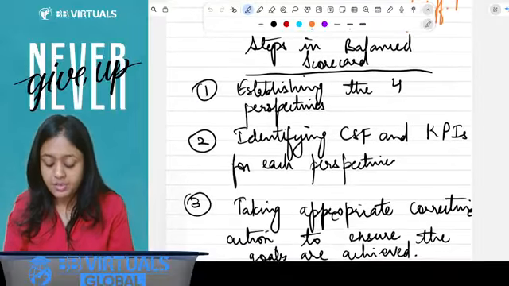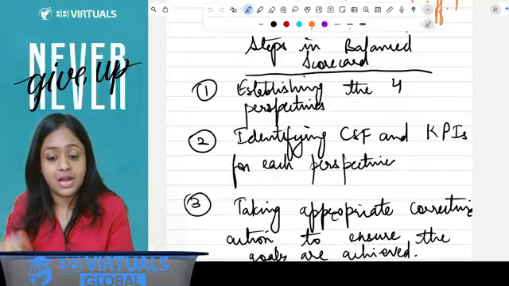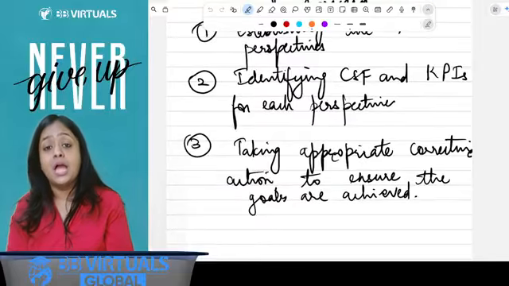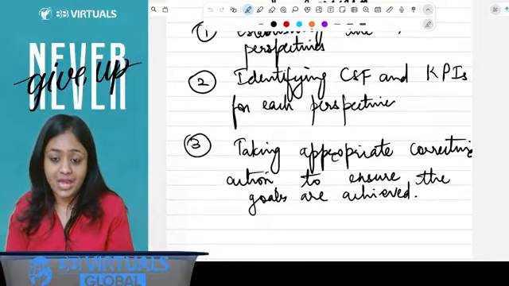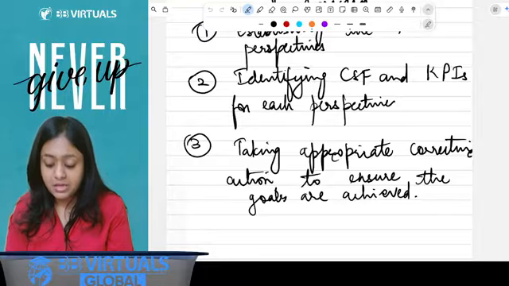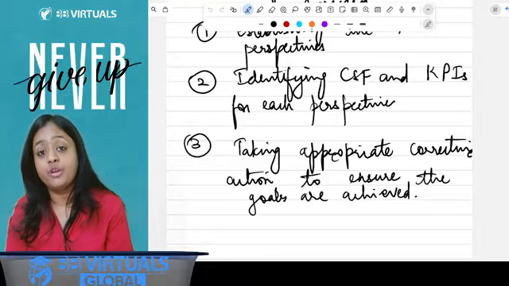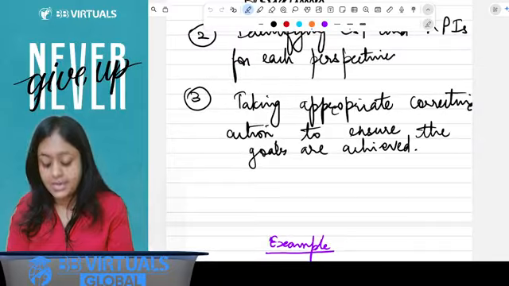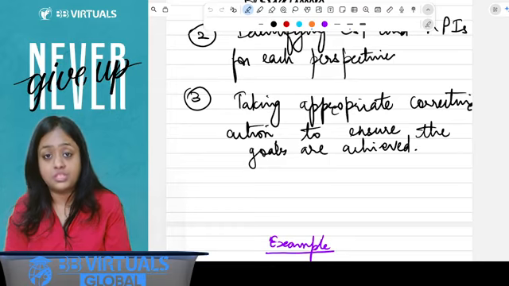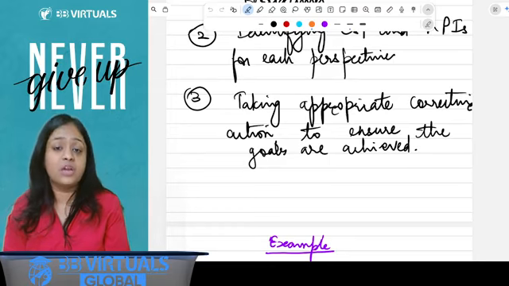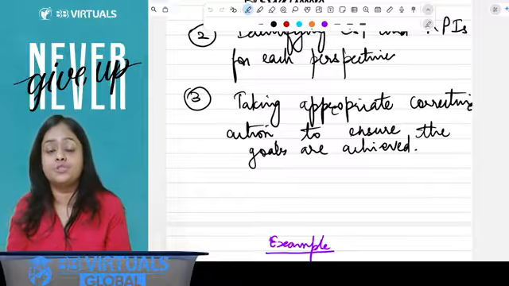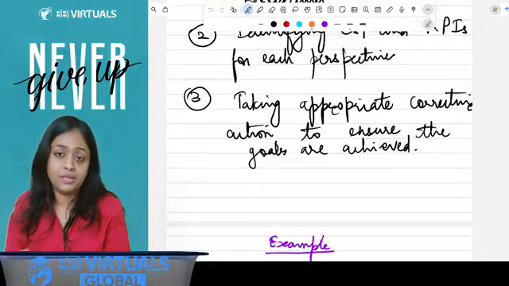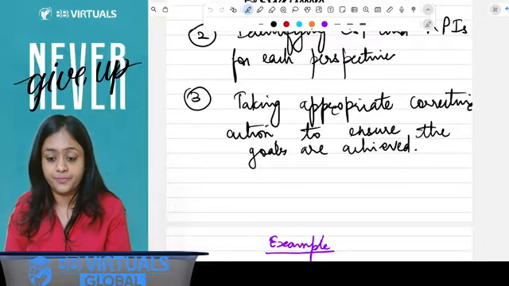Let's quickly have a look at the summary of the balanced scorecard. Step 1, establish the four perspectives. Step 2, identify the critical success factors and the key performance indicators for each perspective. Next is taking appropriate corrective action to ensure that any targets, if they're not achieved, we are taking steps to make sure that they get achieved in the next coming period. So taking the corrective action.